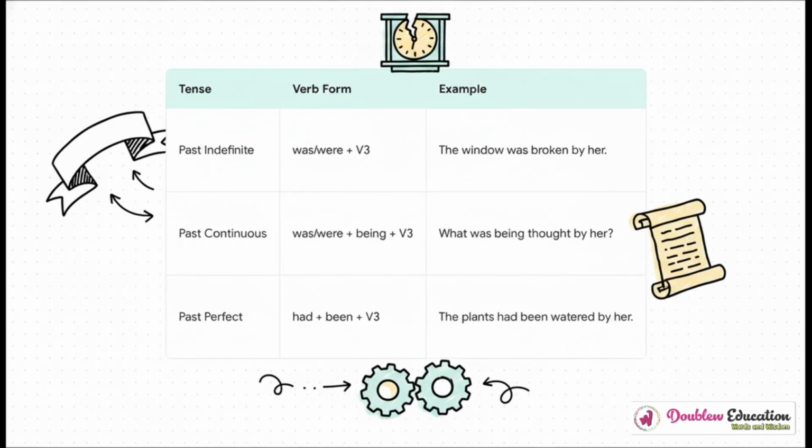Now let's jump to the past tense, and you'll see it follows a very similar pattern. For simple past, instead of is or are, we just use was or were. For past continuous, there's our magic word being again, and for past perfect, we use had been. See that pattern? Once you see it, it becomes so much easier to remember.